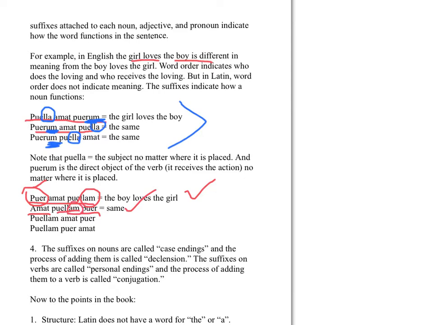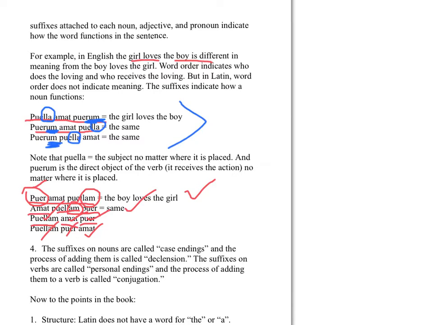The same is true for this example, puellam amat puer. The boy loves the girl. And this final example, puellam puer amat. It says the boy loves the girl. You can essentially jumble up the words and they mean the same thing in Latin.